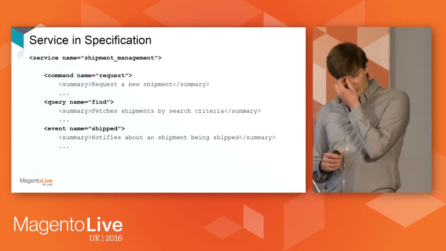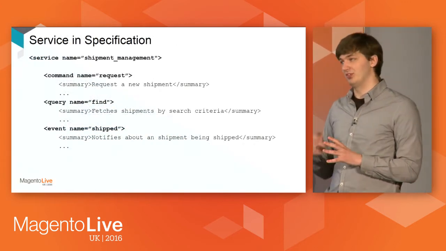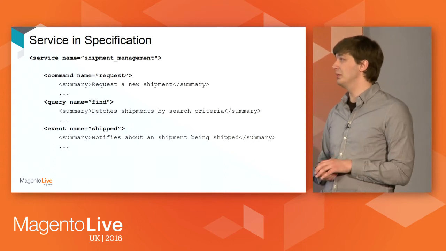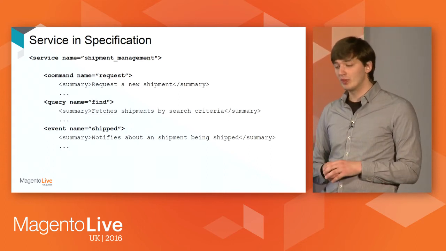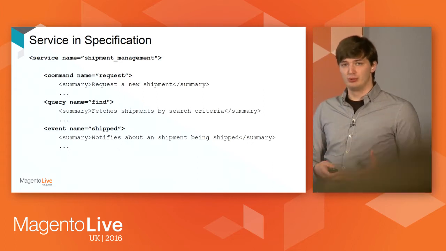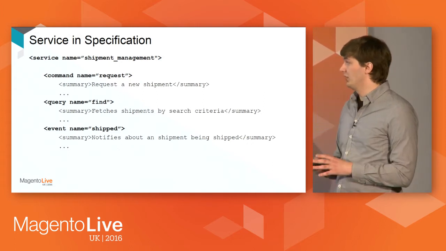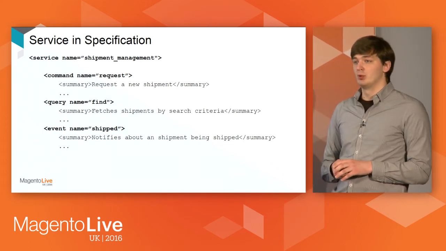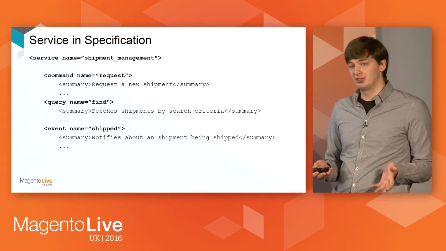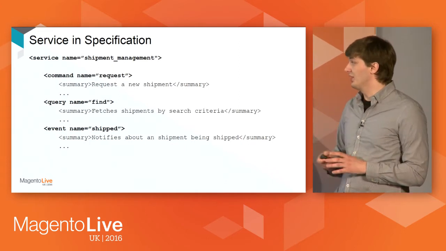Another thing that you can find in the specifications is services. Services are simply interfaces which define what you can do with MCOM. In this example, we have a shipment management service which has some method signatures. Here we can see a request method which allows us to request a new shipment, and we have a find method which allows us to fetch some shipments by some search criteria. And we have another method called ship, which is called when the status of the shipment changes to shipped.